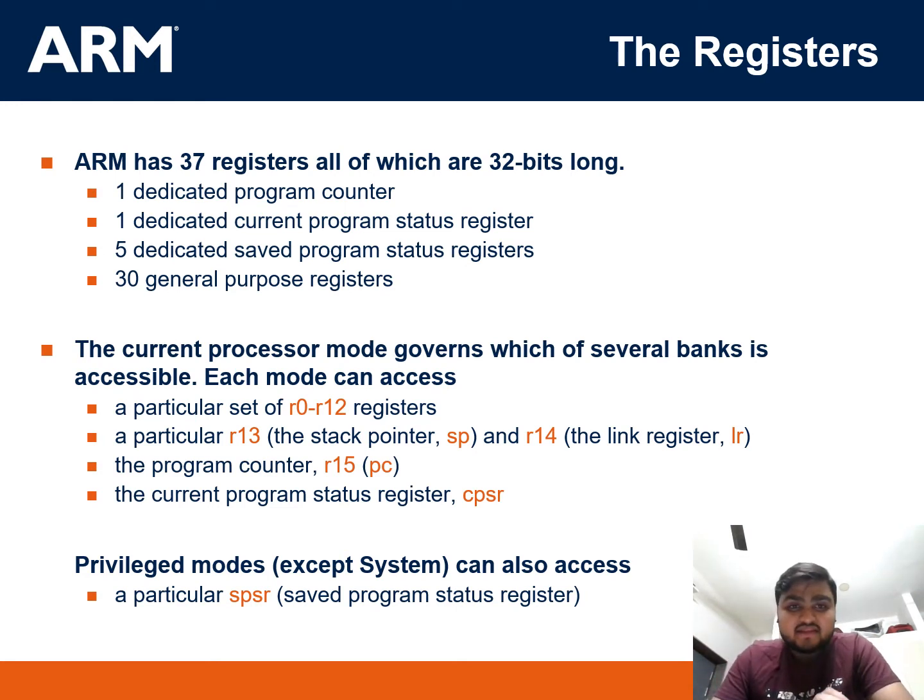Madam, ARM has 37 registers, all of which are 32 bits long: one dedicated program counter, one dedicated current program status register, five dedicated saved program status registers, and 30 general purpose registers. The current processor mode governs which of the register banks is accessible: a particular set of R0 to R12, a particular R13 and R14, the program counter R15, and the current program status register CPSR, and in privileged modes except system, also a particular SPSR.